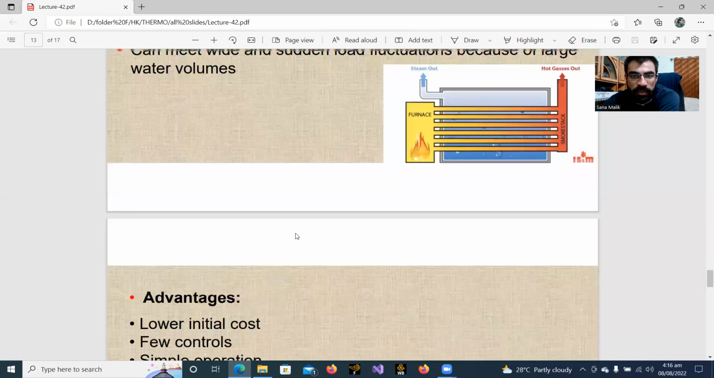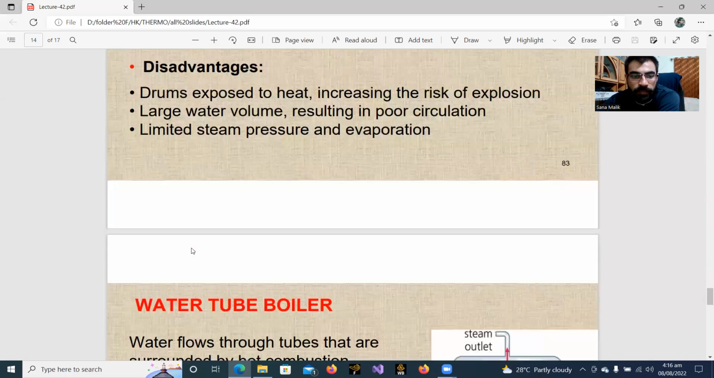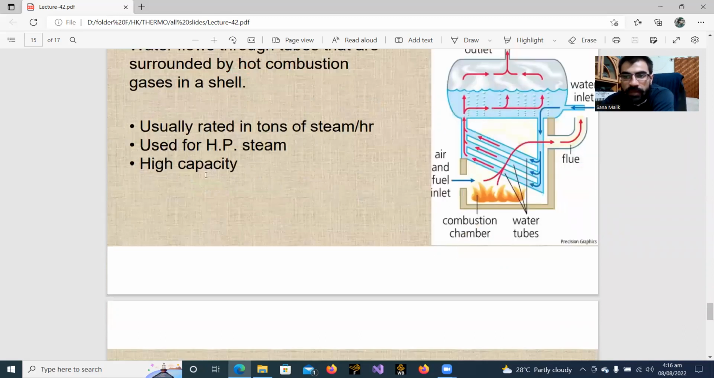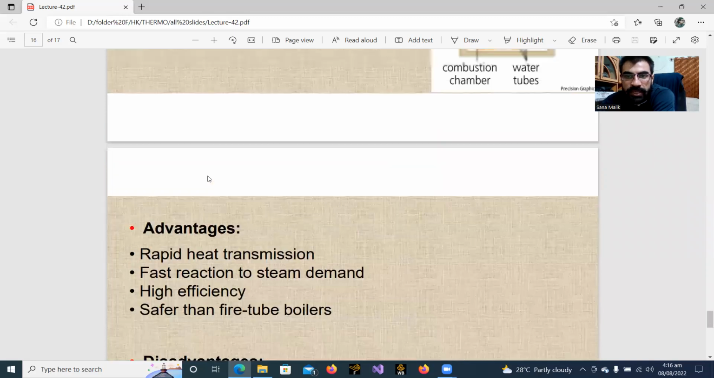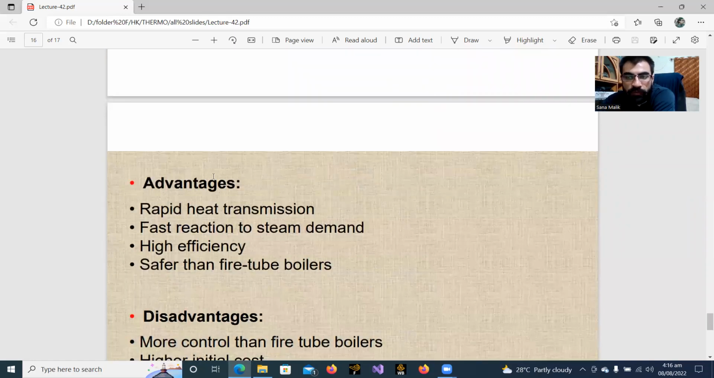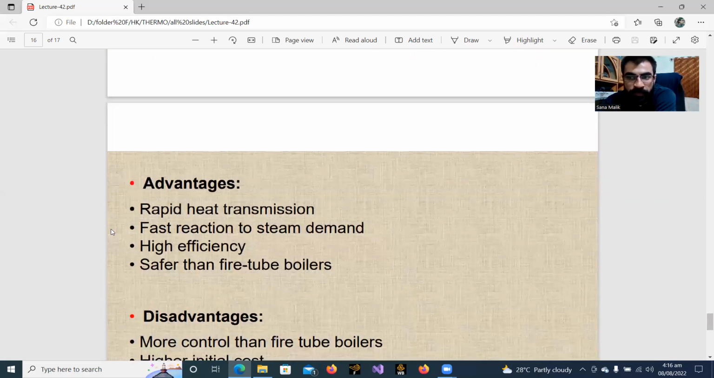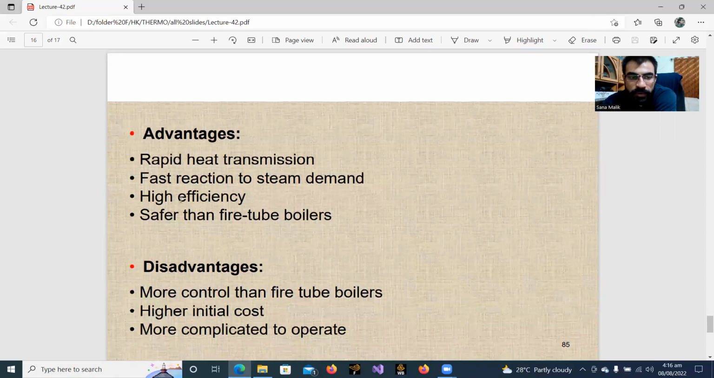It has a large water volume and poor circulation. Then there are water tube boilers, as the name suggests, with water in the tubes, and the hot combustion gases in the shell region of the boiler. Usually these are high pressure, high capacity boilers, and a skilled worker is required. Initial cost in the fire tube boiler is less, whereas the water tube boiler is a high capacity boiler, so its initial setup cost is very high, and a skilled operator is required.